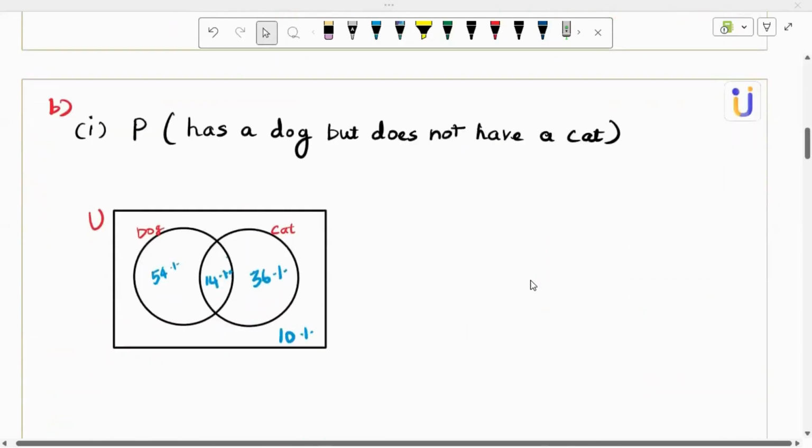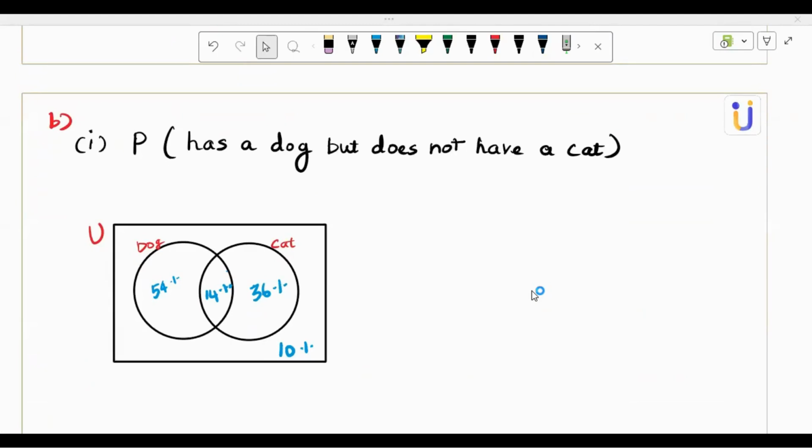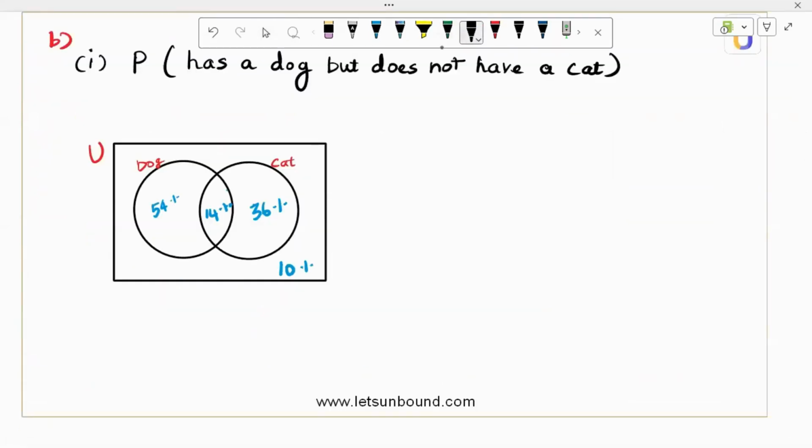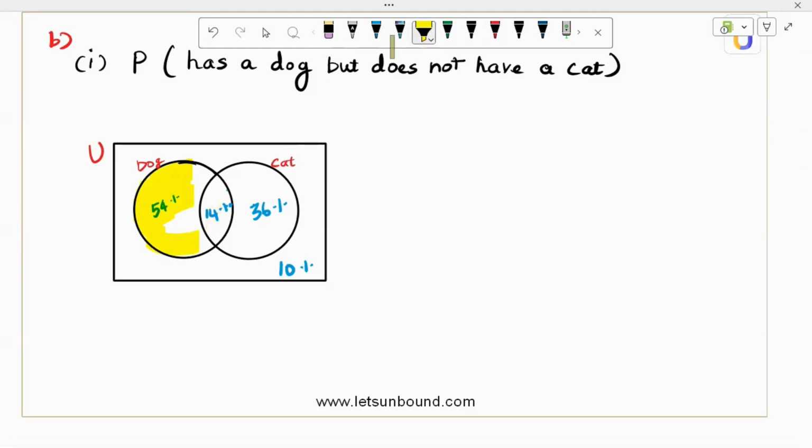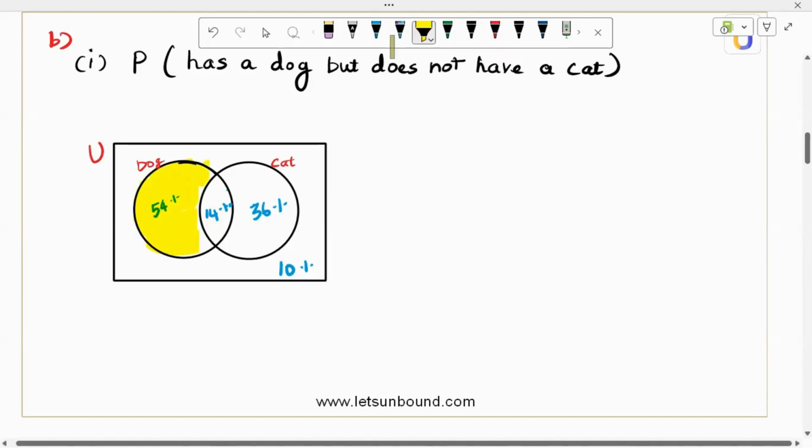Right, and next question. In the same information, find the probability that a randomly chosen student has a dog but does not have a cat. Has a dog but does not have a cat means they are asking for purely dog. So this is the region, we can say only dog. If I include the overlapping portion, those who like cats will also come under that, so we ignore it. So has a dog but doesn't have a cat is only this portion, and this number we already found. It's 54%, so it's quite direct.